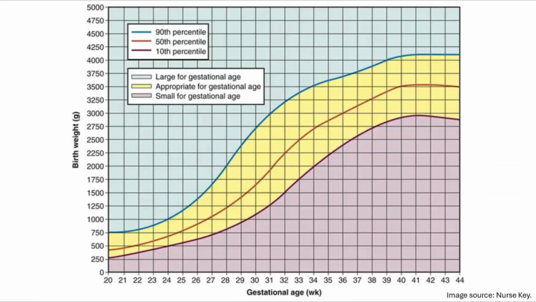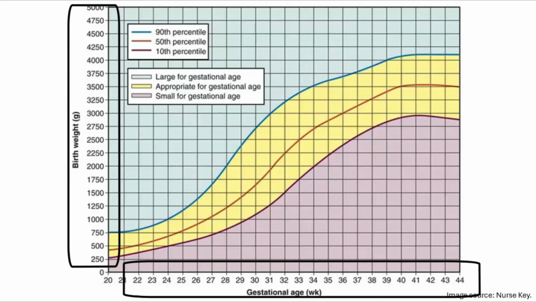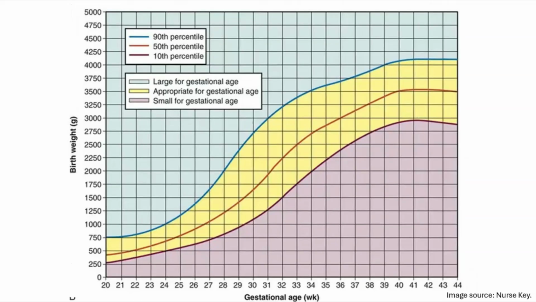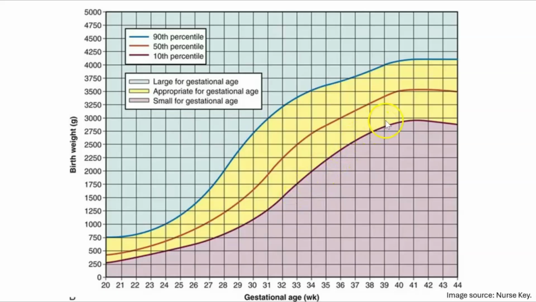Now, let's look at the gestational age assessment graph. Newborns are plotted on this graph based on their weight in grams along the y-axis, as you can see here, and their gestational age in weeks along the x-axis at the bottom. All newborns will fall into one of 3 categories. They will either be considered large for gestational age, which is 90th percentile or greater, and that covers this blue section. They will be appropriate for gestational age, which is between the 90th and the 10th percentile in this yellow section, or they would be considered small for gestational age, which is 10% or less in this pink section.